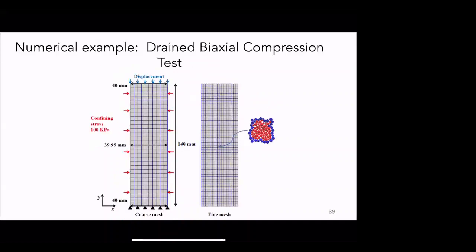And the second test we did is that, again, for simplicity, we only do the test in 2D, and we run the drained biaxial compaction test. But we actually still allow the pressure to be solved, it's just that the pressure will be very small. Okay, so we introduce the constitutive law inside, and then we see what happened.